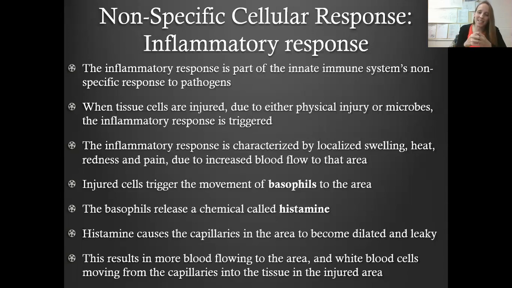The white blood cells and fluid and stuff starts to leak out of the capillaries into those tissues. And now you want that to happen because if there's an infection there, you want white blood cells to be able to deal with it. But it does mean that you have the swelling and the redness and the pain and the heat and all of that just because you have these leaking capillaries and all of this fluid going into that area.